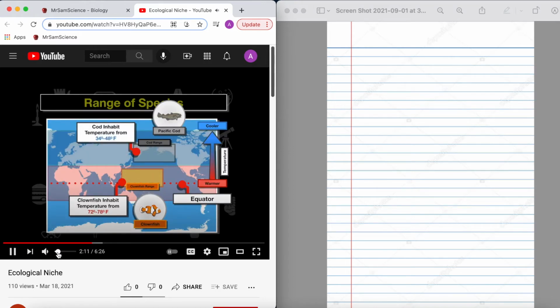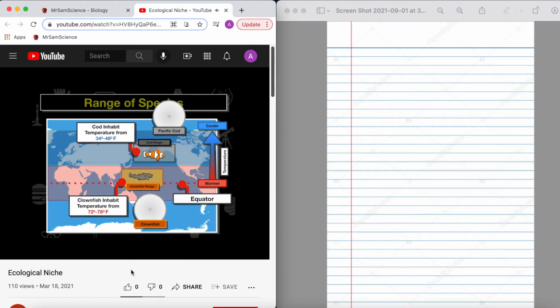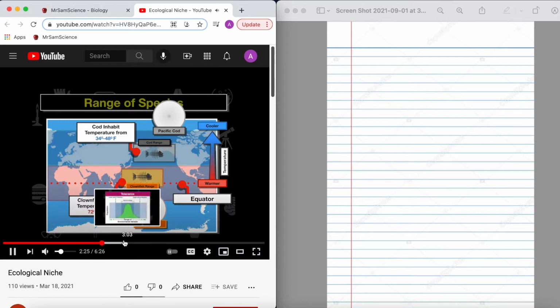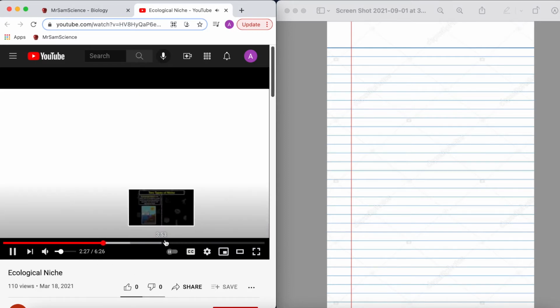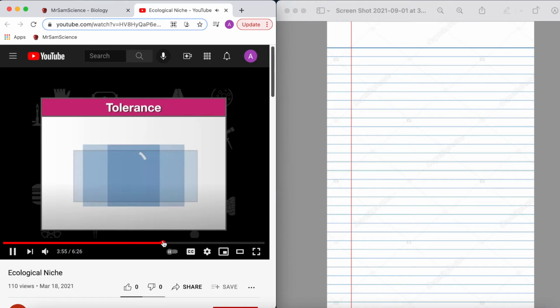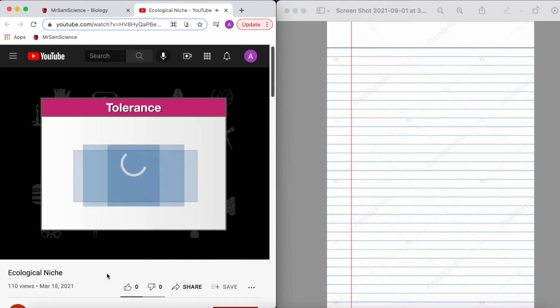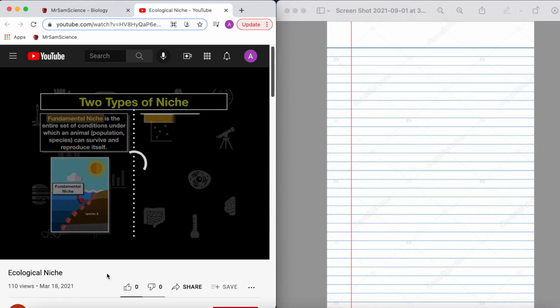All right, so let's watch this section here real quick. Now, if we were to take these organisms and put them in their respective ranges, what we're going to see is they would die because they simply do not have the tolerance. Okay, we'll look at that. And let's skip to a part here where we have some vocabulary and definitions. Wait for it to load.